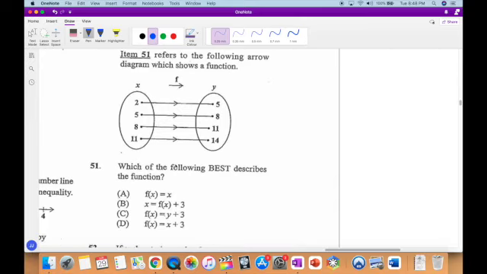Item 51 refers to the following arrow diagram, which shows a function. Which of the following best describes the function? Right, x plus 3 will give me 5. 5 plus 3 is 8. 8, 9, 10, 11. 11 plus 3 is 14. So f of x is x plus 3.